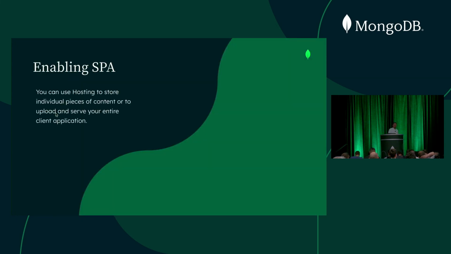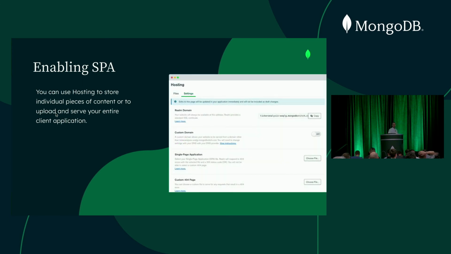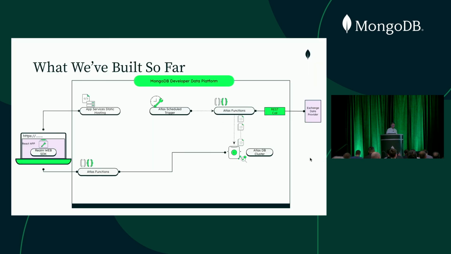Of course, you can upload some static files like images or other files, or you can also serve your entire application, as I did. I'm serving my entire single-page application in App Services. I just go to the settings of my application, and I choose the entry file index.html for my React application. Then I can serve my entire application with Atlas App Services hosting. So here we completed the whole architecture.